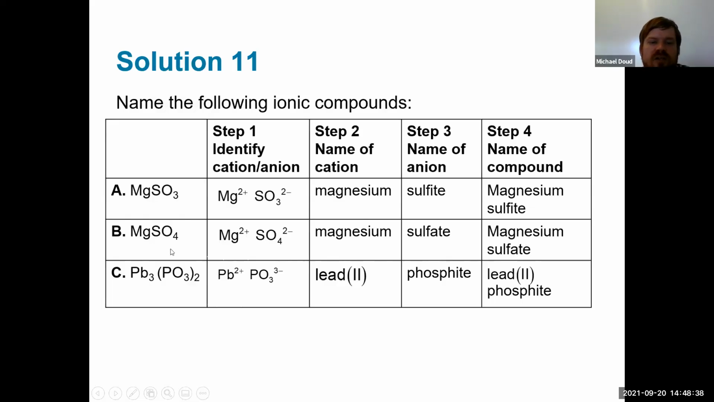All right, now here's a good one. We've got Pb3(PO3)2. Well, PO3 3- is phosphite, okay? And if we have 2 of the -3 charges, and we have 3 of our positive charges, that means these leads have to be 2+. It has to be Pb2+ or lead(II). The answer here would be lead(II) phosphite.